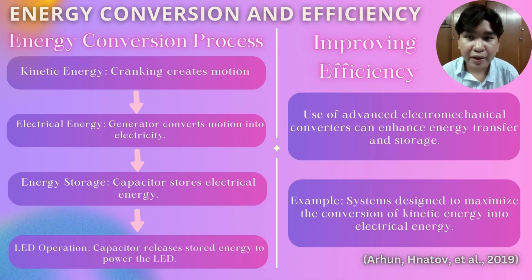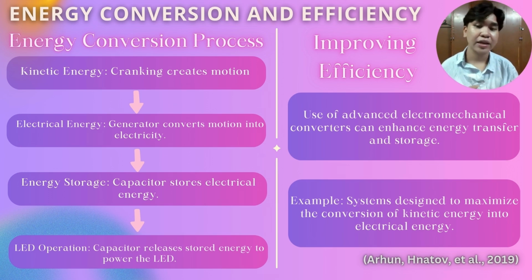Also, we have energy conversion and efficiency. The energy conversion process has four stages. First, kinetic energy: cranking creates motion, which turns into electrical energy. The generator converts motion into electricity, then to energy storage, where the capacitor stores electrical energy, and finally to LED operation, where the capacitor releases stored energy to power the LED. For improving efficiency, the use of advanced electromechanical converters can enhance the energy transfer and storage, for example, systems designed to maximize the conversion of kinetic energy into electrical energy.